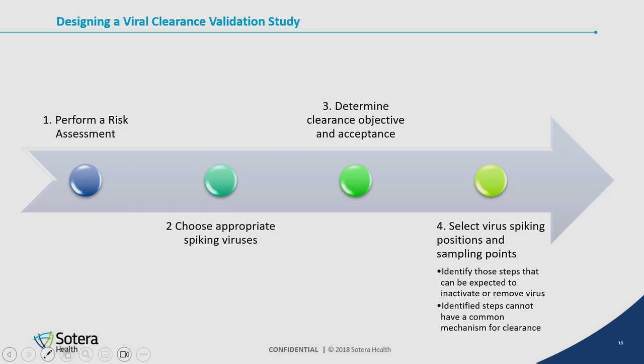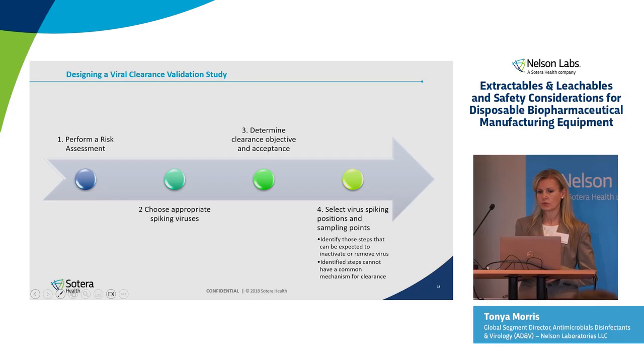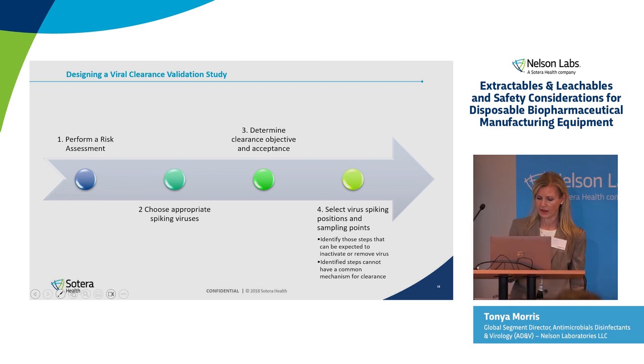And then also you want to select your virus spiking positions and sample points. So with this regard, you want to be able to identify what your viral inactivation or your viral clearance steps are. And those are the steps we're really going to target and identify. And those are the areas where we're going to spike upstream and analyze downstream.